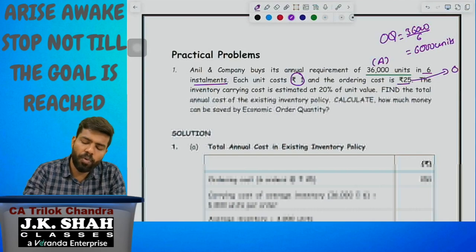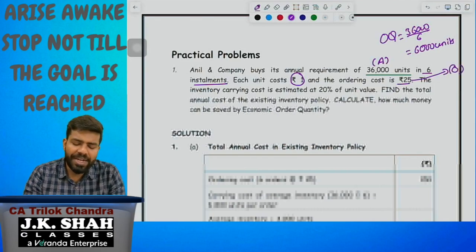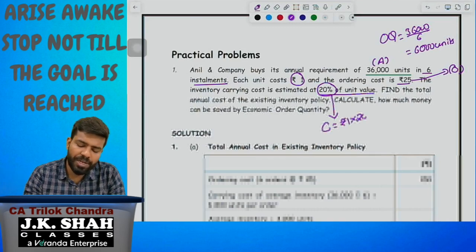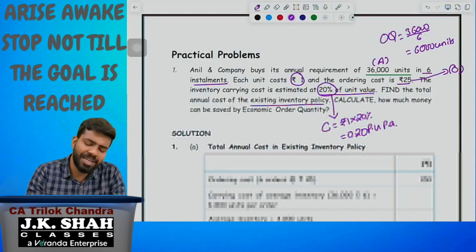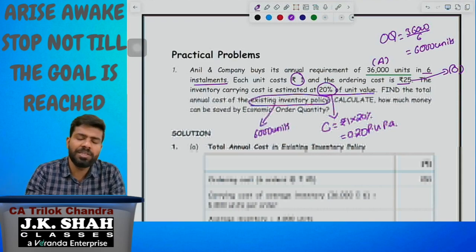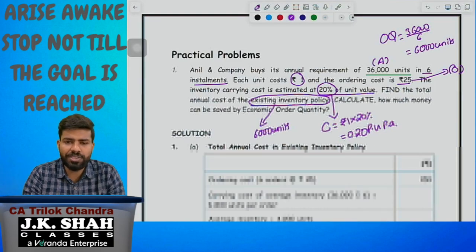The inventory carrying cost is estimated at 20% of unit value. This 20% helps to calculate the carrying cost. That should be applied on rupees 1. Rupees 1 into 20% equals 0.20 per unit per annum. Find the total annual cost of the existing inventory policy. What is the existing inventory policy? Placing the order of 6,000 units. The existing inventory policy is placing the order of 6,000 units.